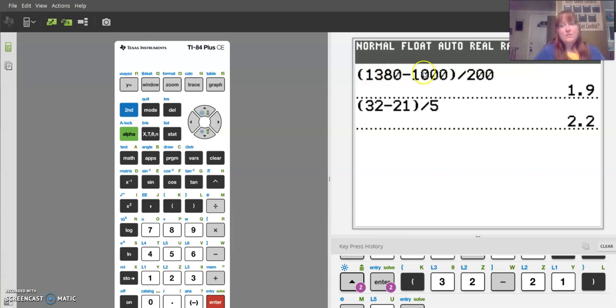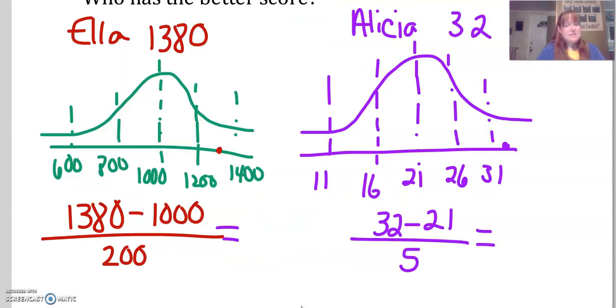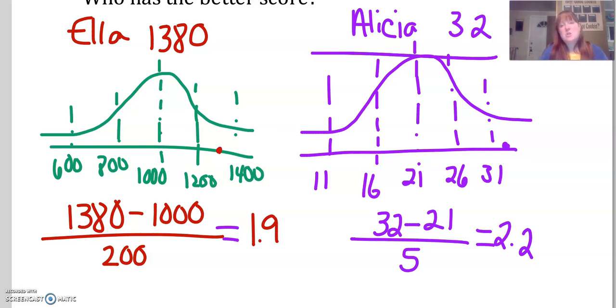Now what you might be thinking is, what if their score was lower than 1,000? This would be negative, right? Well, yeah, that's totally okay. You can have a negative z-score, because a negative z-score tells us that we're below the mean. So instead of Ella being up here, Ella might be down here. And so you're maybe trying to figure out who has the lower score. And so you might have a negative. But in this case, we had 1.9 and 2.2. Therefore, Alicia has the higher score in comparison.